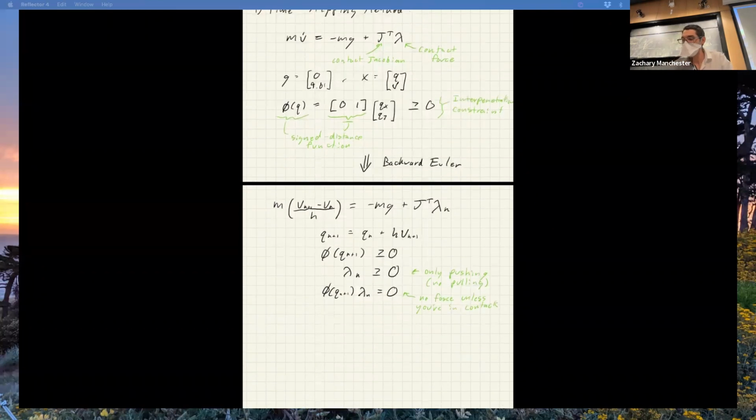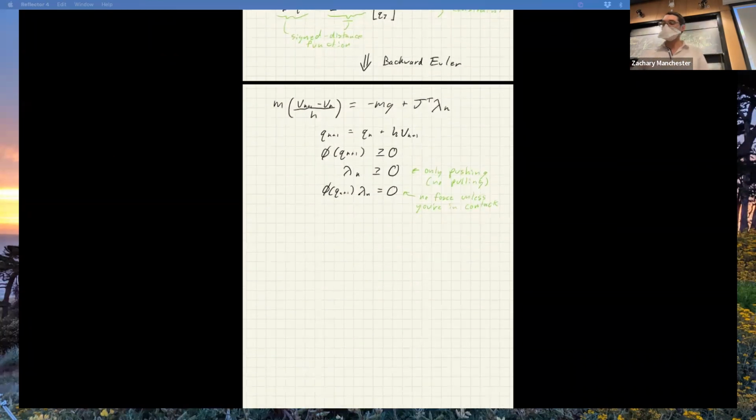Okay, so I wrote all this down, this whole stack, right? So we got dynamics, kinematics, interpenetration constraint, only pushing, no pulling forces constraint. And then this last one, that's this no force at a distance constraint. Does this look like anything we've seen before? This is a set of KKT conditions, right? This is basically a QP in disguise.